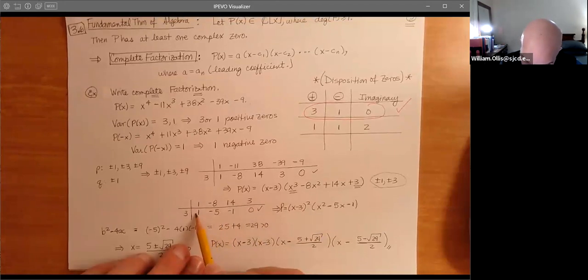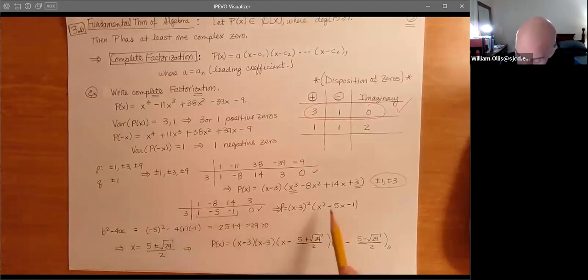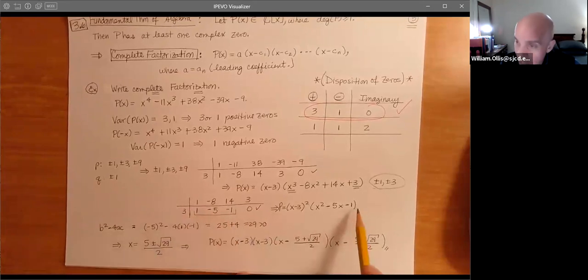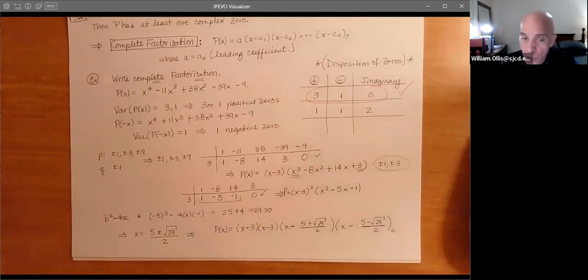So now what we're seeing, and this is really neat, we have a 0, 3, a multiplicity 2, and now we have a nice reduced polynomial. Again, we'll get x squared minus 5x minus 1. That's a quadratic, so there's nothing to do here.